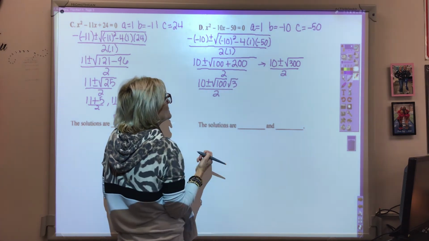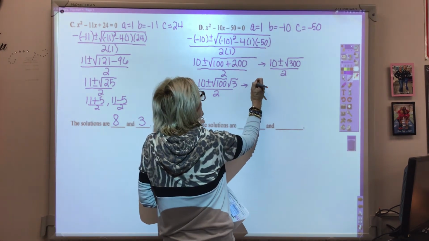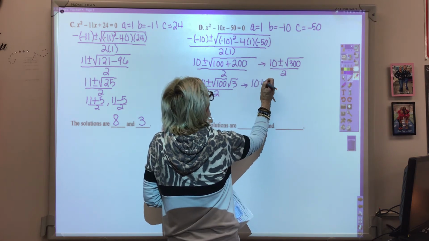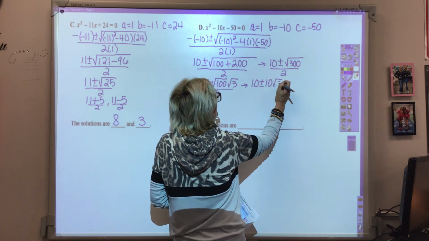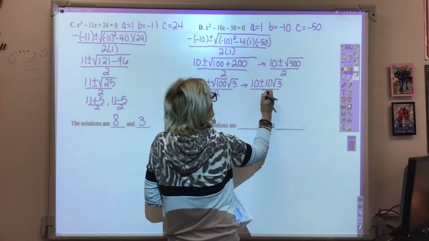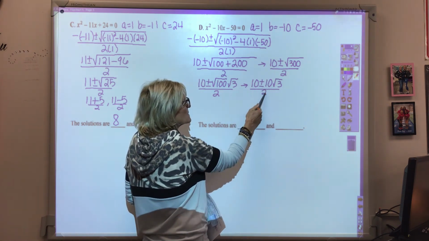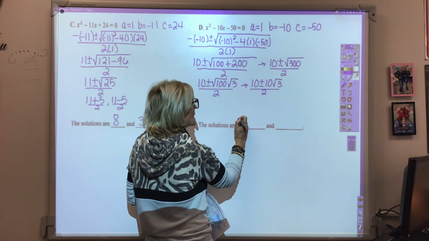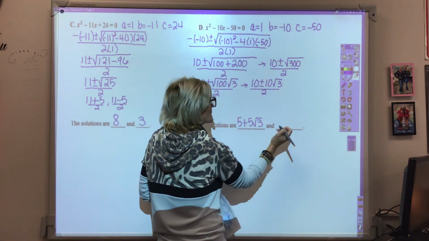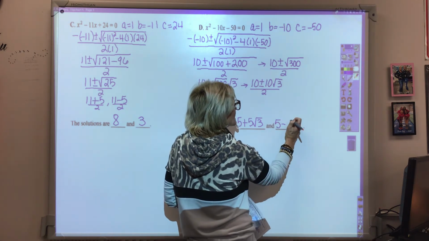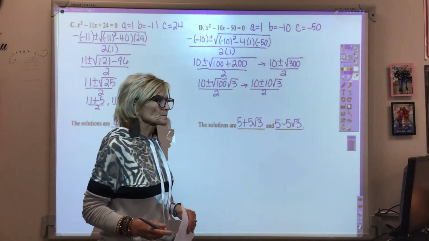The square root of 100 is 10, so I'm going to have 10 plus minus 10 square root of 3 over 2, and when I simplify I can divide both 10s by 2, so I will have 5 plus 5 square root of 3, and I'll have 5 minus 5 square root of 3 as my answers.